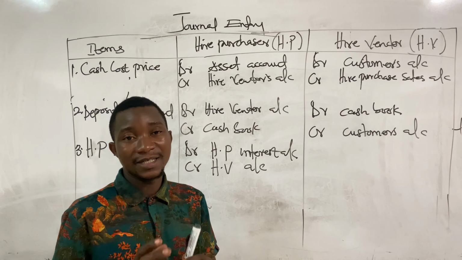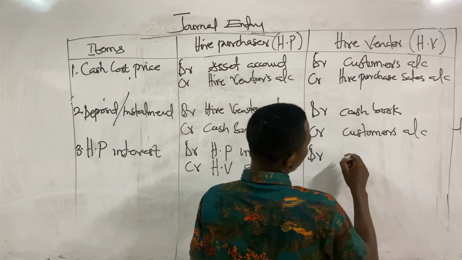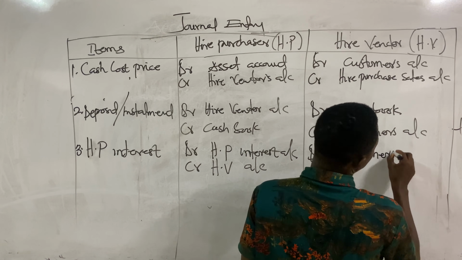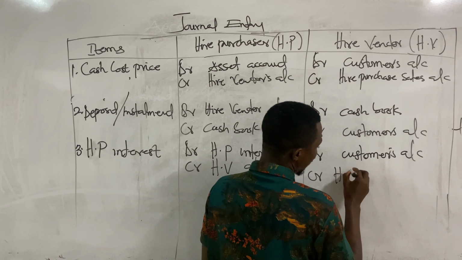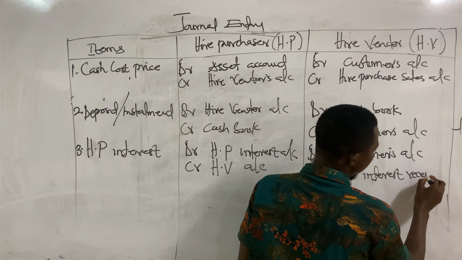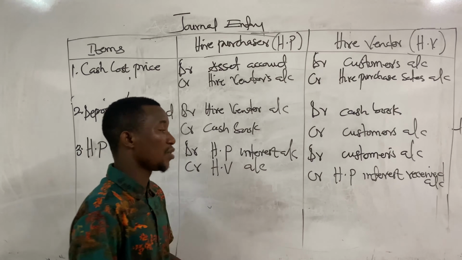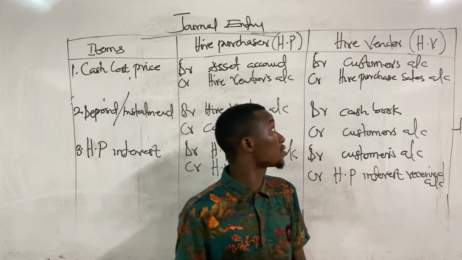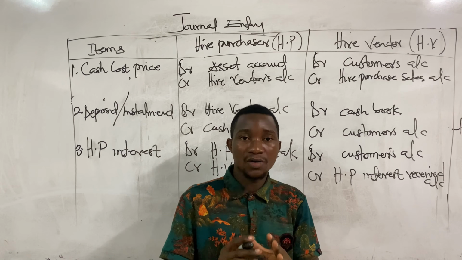Is that clear? And in the book of the hire vendor, we debit the customer's account, then we credit the hire purchase interest received account. We are crediting the hire purchase interest received account because an interest received is an income to the hire vendor. So the hire purchase interest received account will be credited.